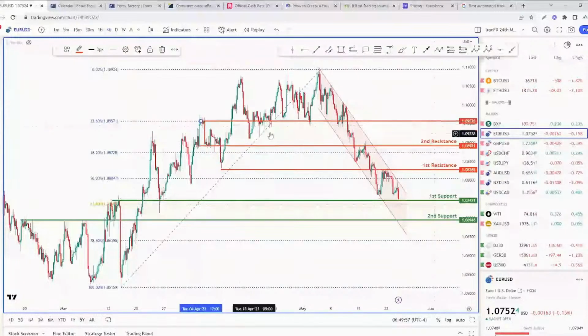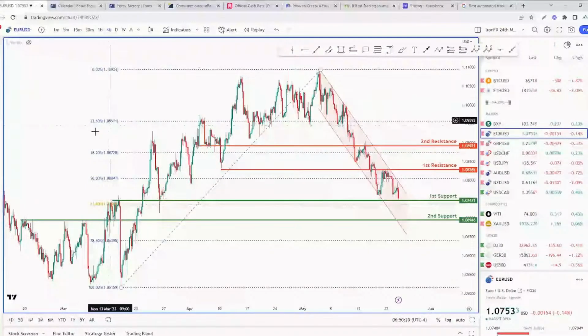Okay, so as you can see, 23.6% was acting as a pretty decent level of support. As the price came down here, you can see it bounced off this level twice, retracing higher before finally breaking through on the third attempt. Once that level breaks, this Fibonacci retracement level becomes invalid as well.